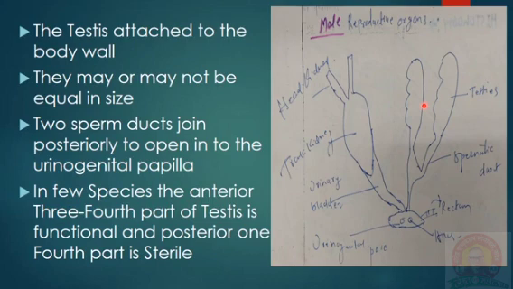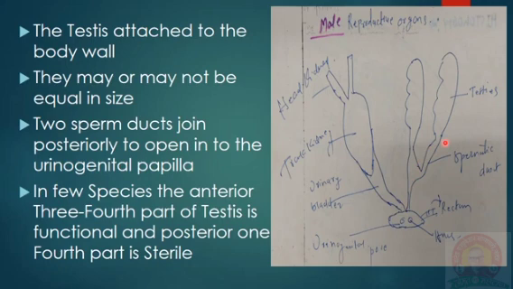Okay, two spermatic ducts. On my right hand side, you can observe the spermatic duct. The spermatic ducts join posteriorly to open into the urogenital papilla below. This one is posterior, this one is anterior.